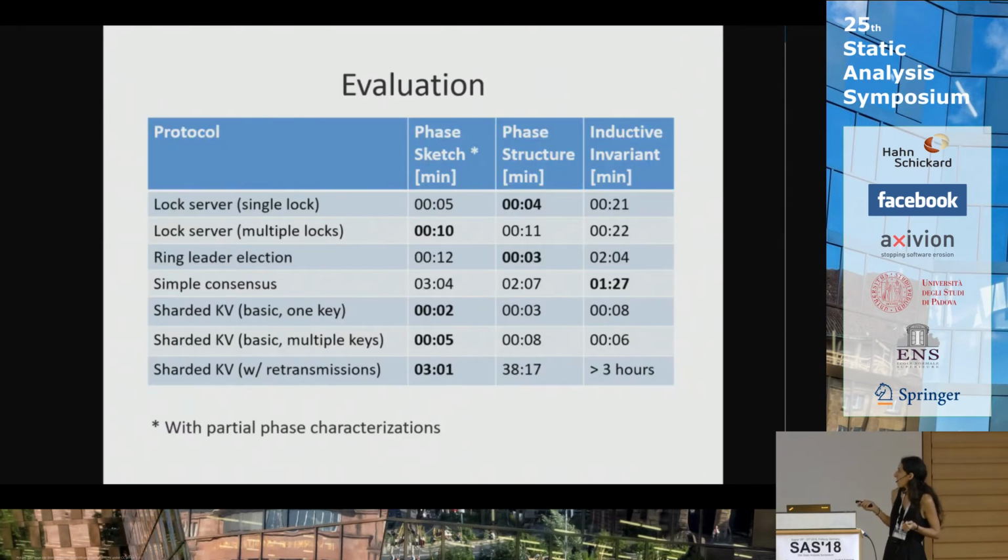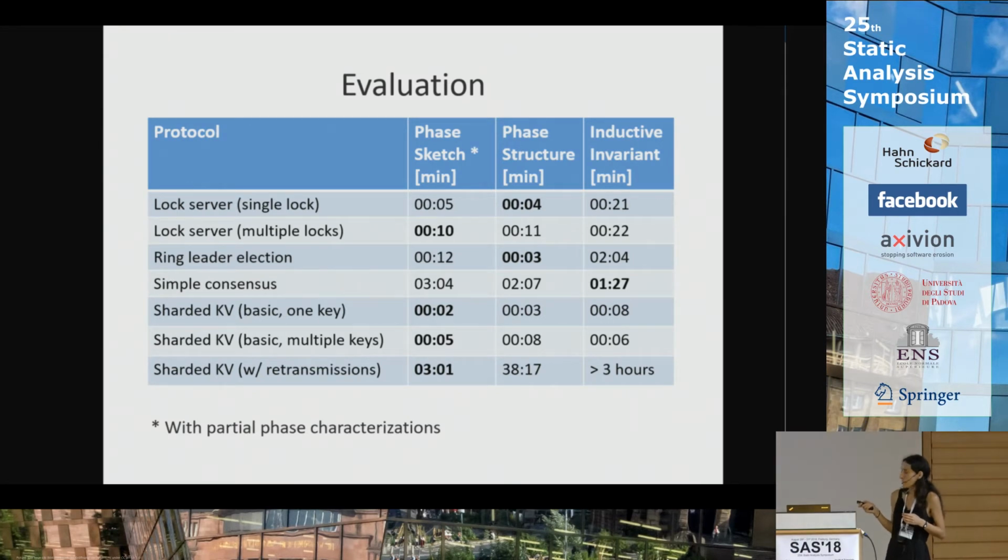I'll skip this. And to evaluate it, we looked at several protocols, and we looked at what happens when we just use UPDR without any guidance, and when we use, in contrast, a phase structure. We just provide the automaton, and here we also provided some partial characterizations of the phases. And we can see that even with the phase structure alone, usually we get a very nice speedup of at least 2, and in some cases more.